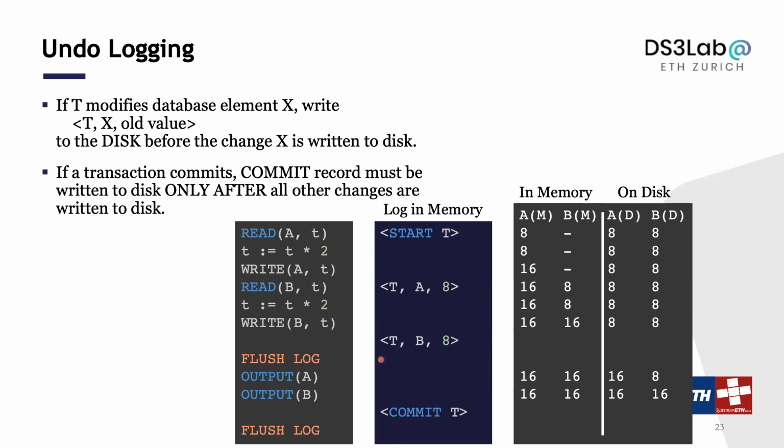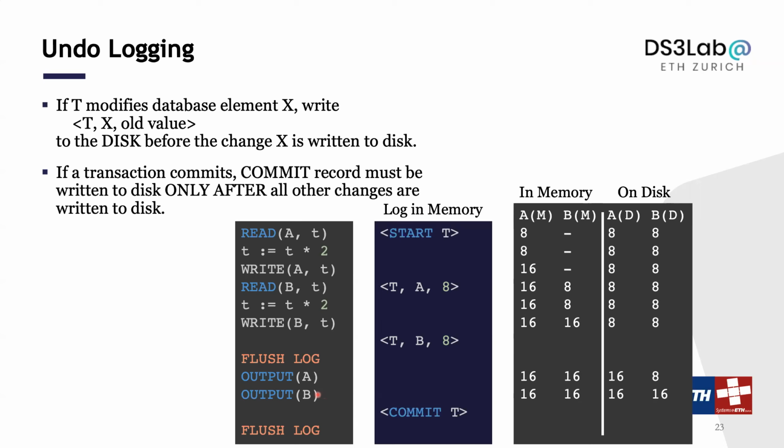Okay, and then once you flush your log, all the things in the log are already on hard drive. Now this transaction is allowed to make changes. So it's going to reflect the change of A, output A, bringing the value in memory to the hard drive. As you can see, look at the state once you run output A. The on-disk version of A is going to become 16, right? It gets updated, and then it's output B.